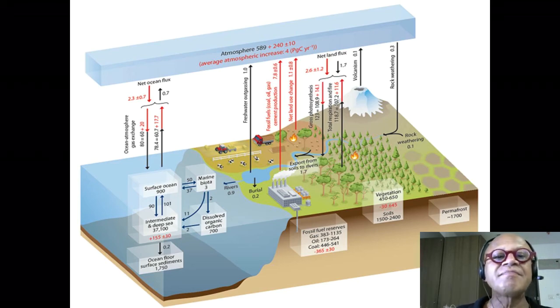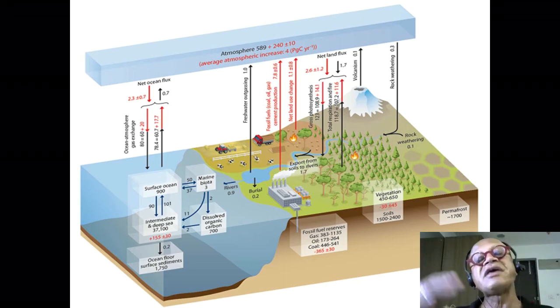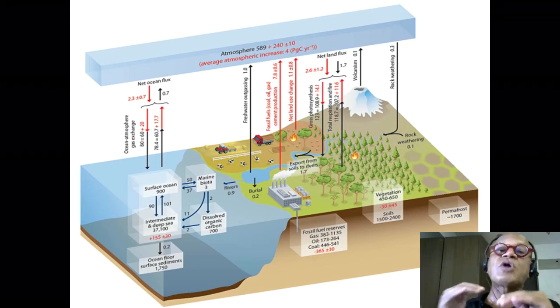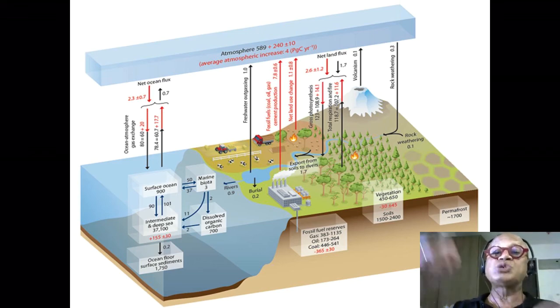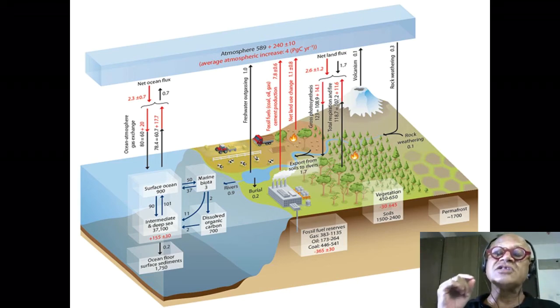Why does it matter? Because the net ocean flux is only 0.7. So going in is 2.3 plus minus 0.7, and going out is 0.7. So when you want to estimate the ocean's ability to take up carbon dioxide, you're looking at a small difference between two large numbers, what is going in and what is coming out. This is what makes it very difficult because you have a huge ocean and there are exchanges everywhere, as we will see again and we have seen before.